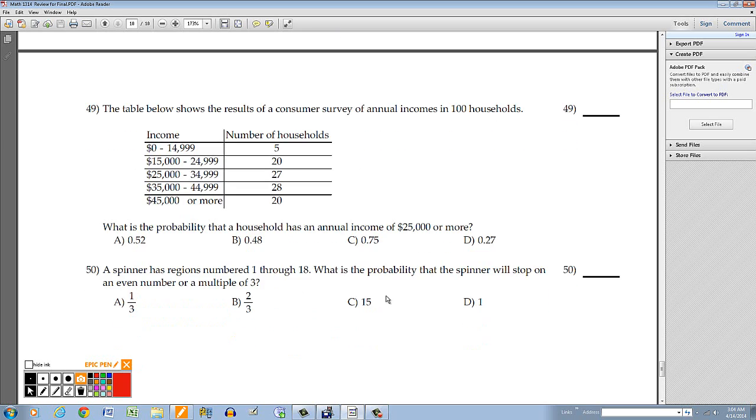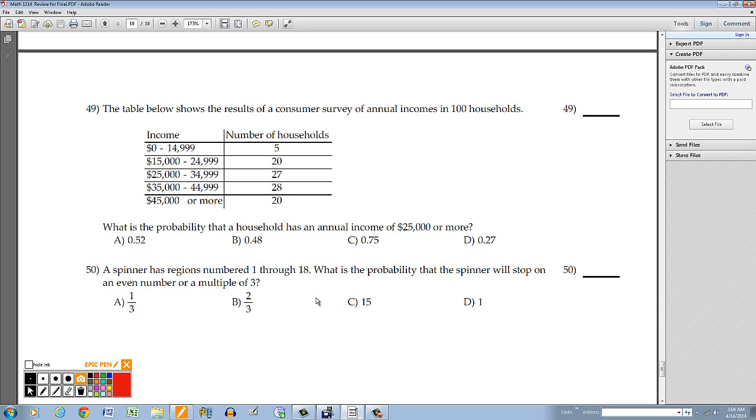Okay. Number 50. A spinner has regions numbered 1 through 18. What is the probability that the spinner will stop on an even number or a multiple of 3? Okay. So again, even number or a multiple of 3. So you have to list all the events that correspond to that. So the even numbers from 1 to 18 would be 2, 4, 6, 8, 10, 12, 14, 16, 18.